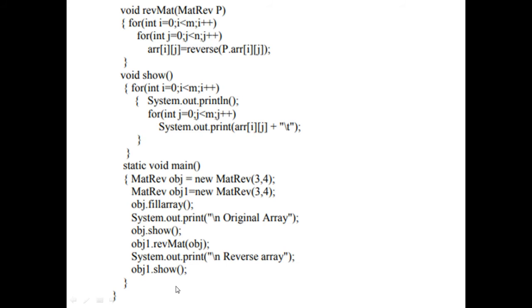So now see, we have another one, that is void rev mat, matrix reverse. This has a parameter also. So int i is equal to 0, i less than m, this is for column, then row, then a[i][j] is equal to reverse. See, we are storing in the same location, like array 0 0, another one, the reverse one.